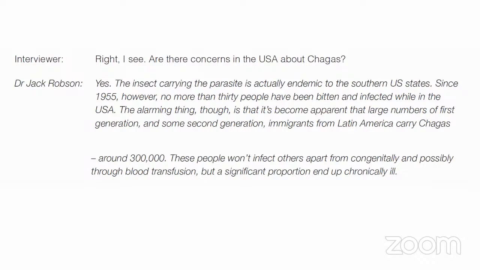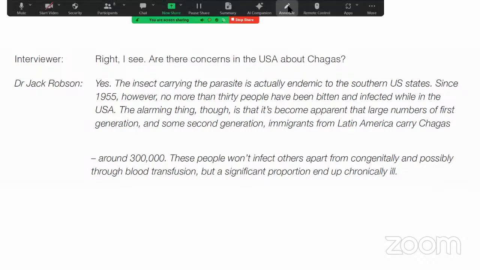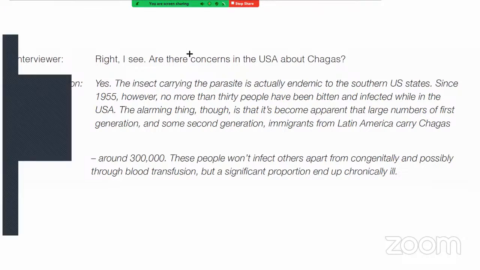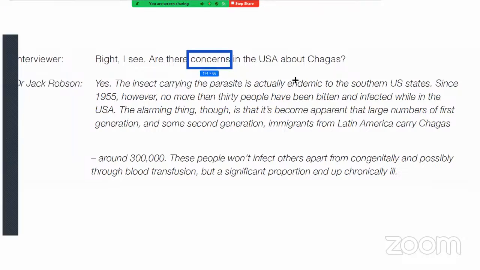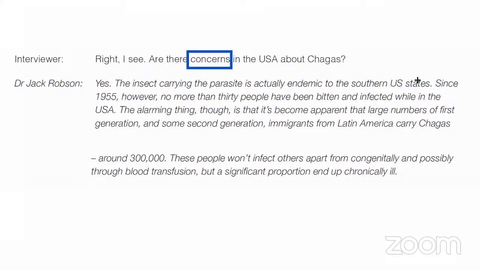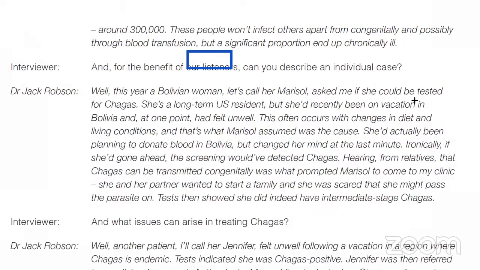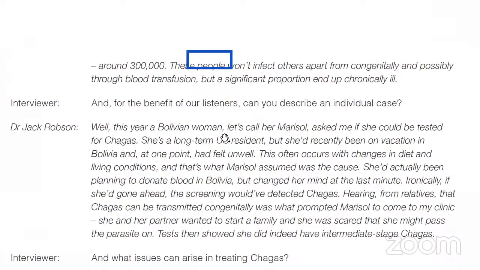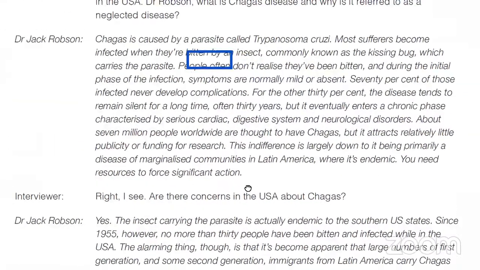Now you can see, why are they concerned? Are there concerns in the USA about Chagas? Go through this point. How do you understand that the topic is changing? Now let us see. If you see, I'll tell you how it is changing the topic.